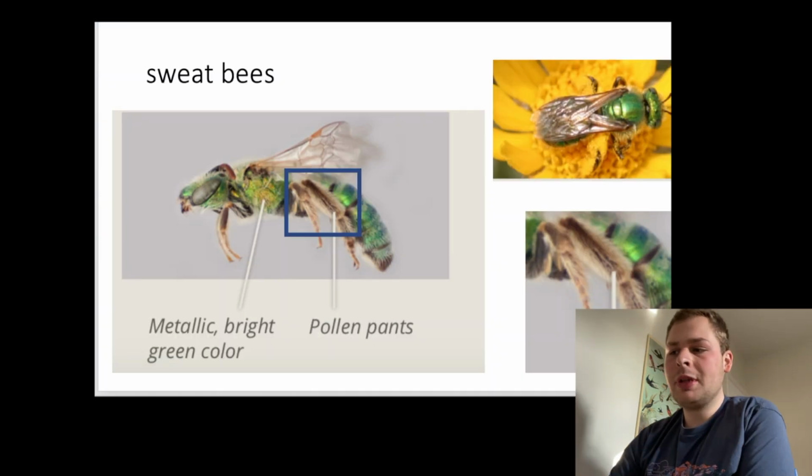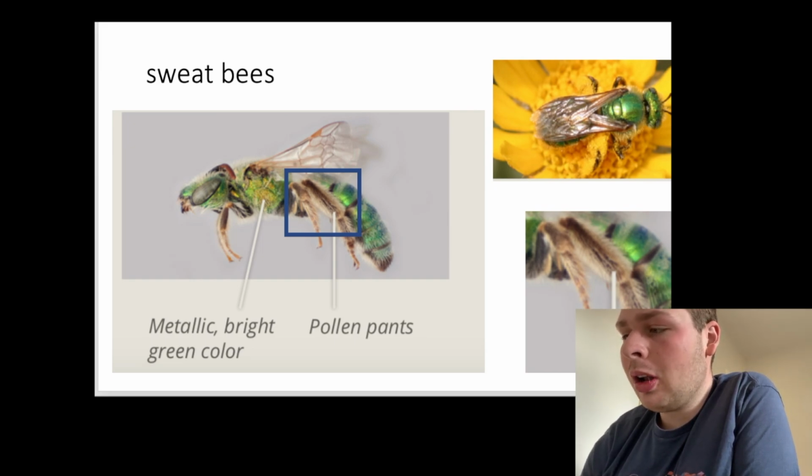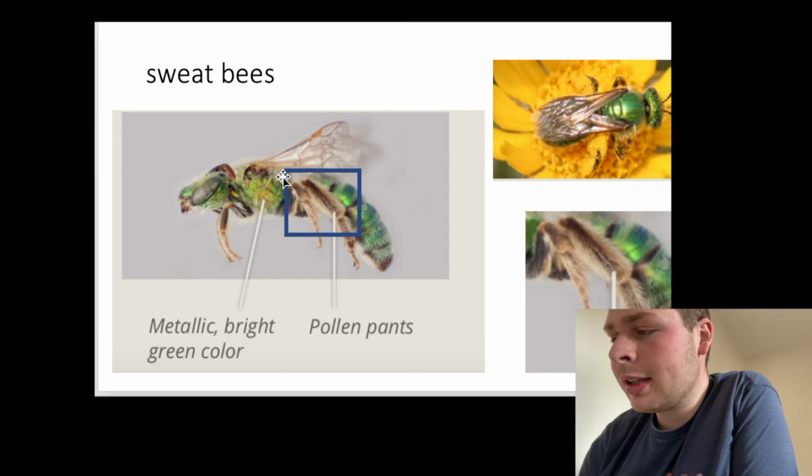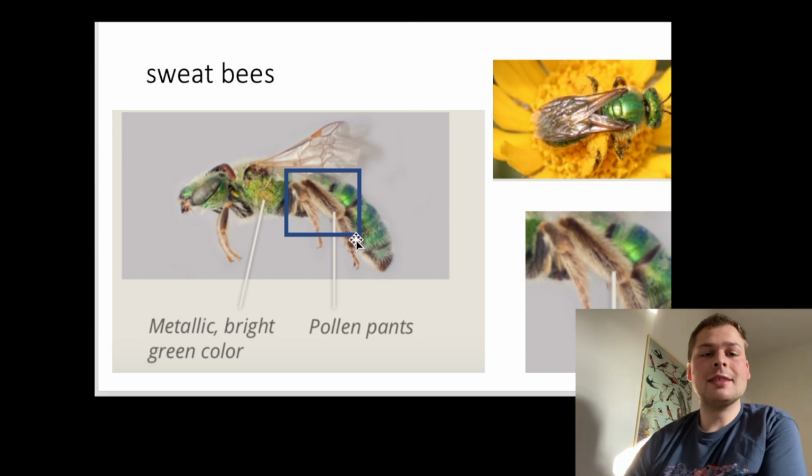The next family of bees are called sweat bees. These bees are distinctive because they carry the pollen on hairs that go all along their legs. So we can call these pollen pants. And these bees nest underground.